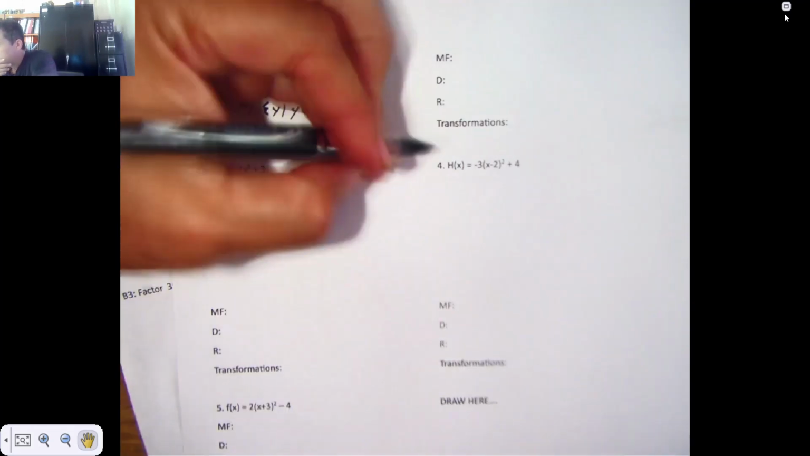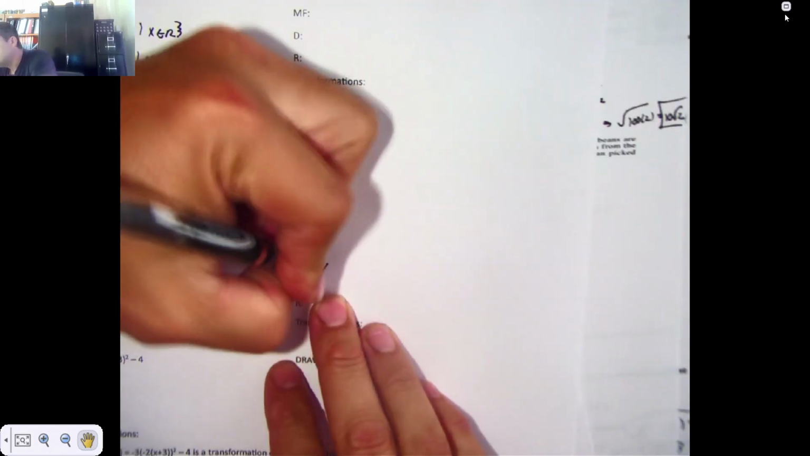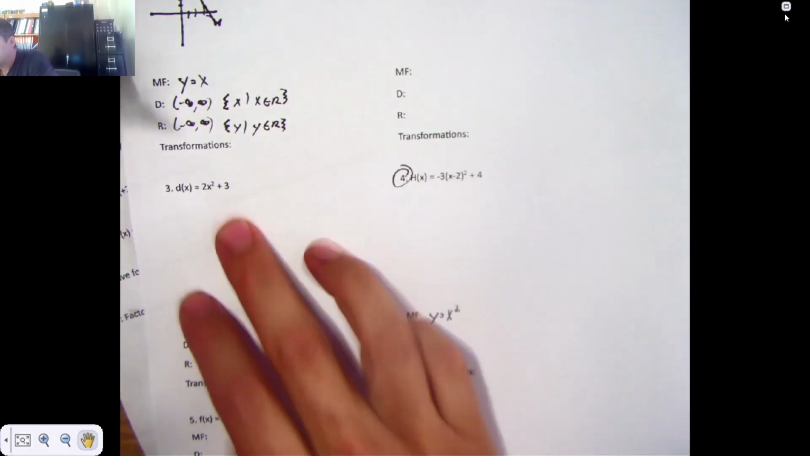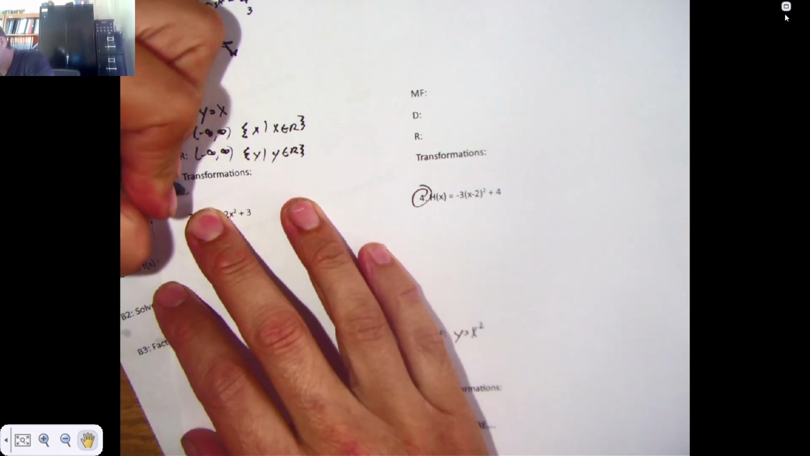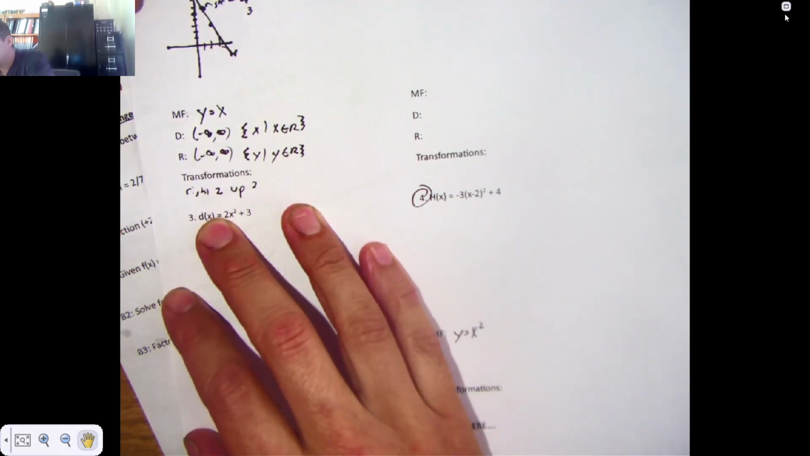Let's see here. I don't want to do all of these. The hardest of the quadratics is probably 4. The mother function is y equals x to the second. It's going to look like the parabola. And the transformations we have, which I need to talk about over here, back to this. It was right 2, and then up 3, if you did it my way.